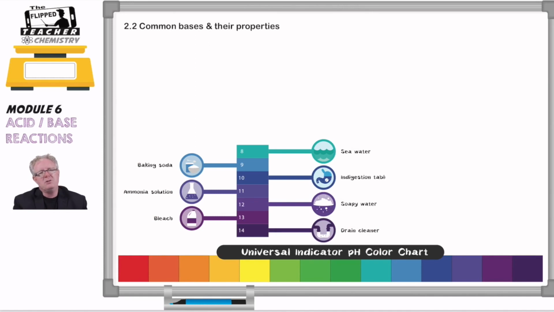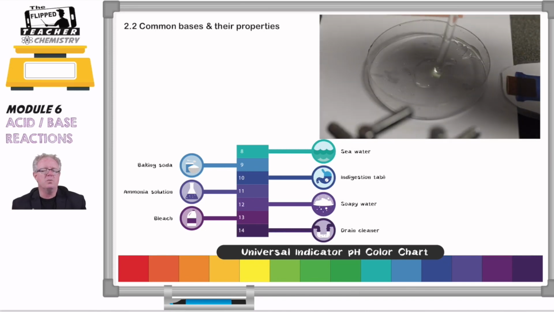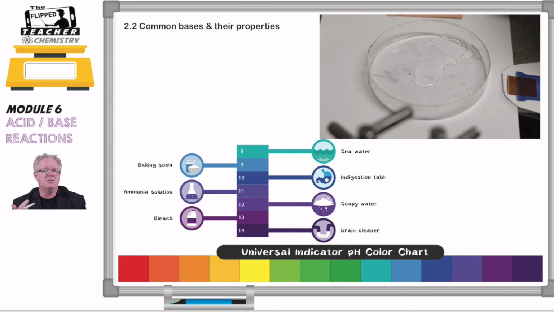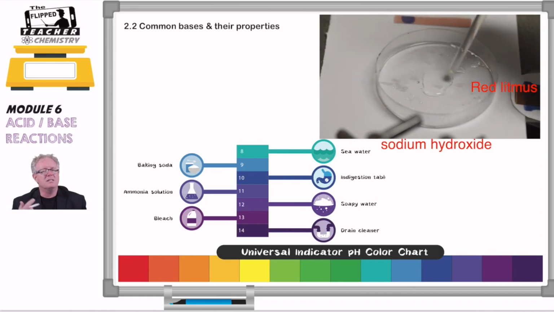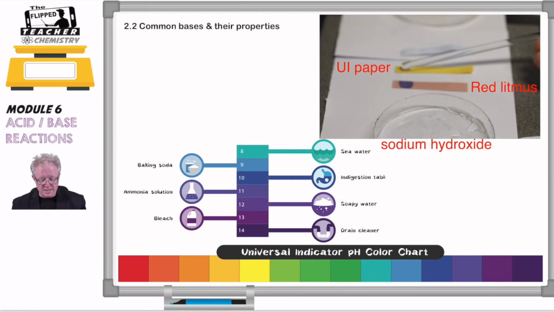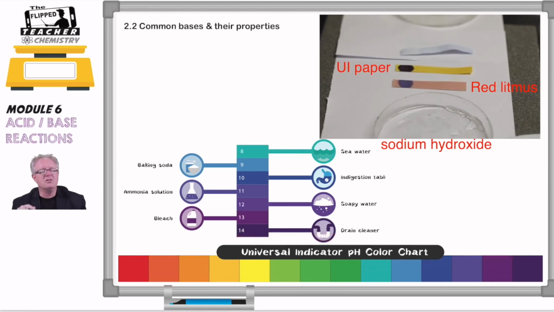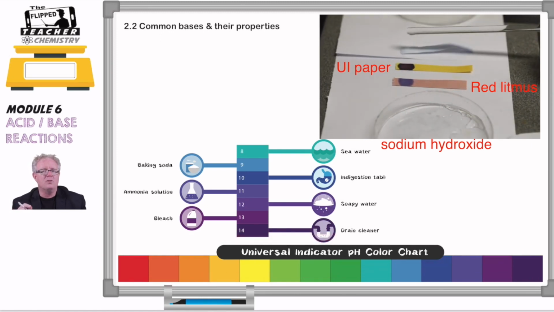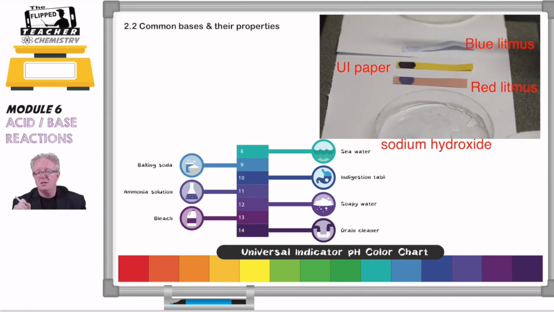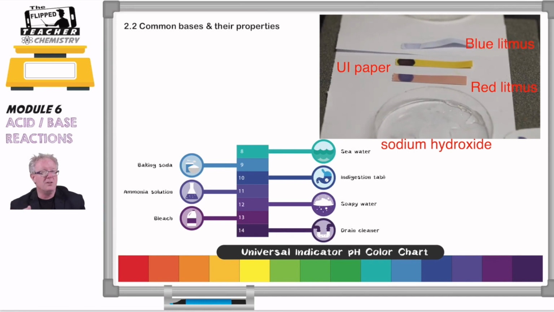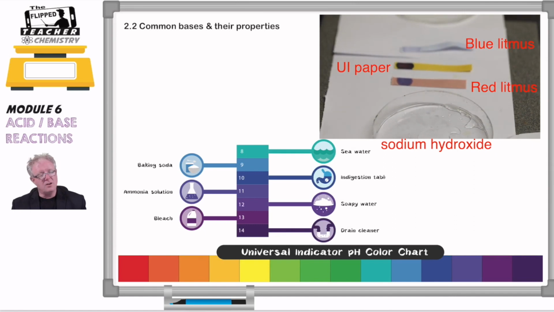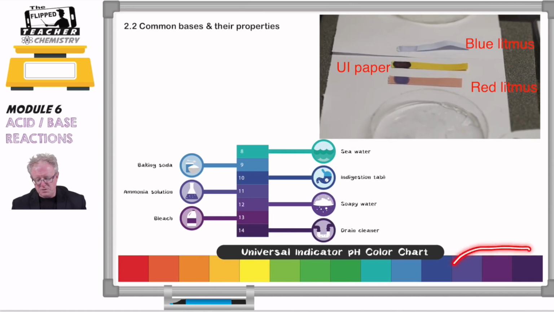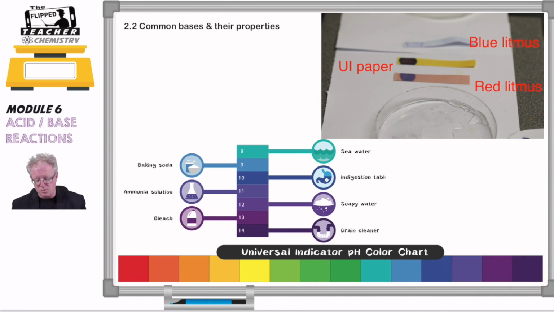So you can see we've got a Petri dish here, and in the Petri dish we're putting samples of different bases. I think what we used was ammonia and sodium hydroxide. And you can see that I've got some universal indicator paper, and when we touched a glass stirring rod with the sodium hydroxide onto the paper, the universal indicator paper was very, very dark, so it's really quite basic, the sodium hydroxide, right?